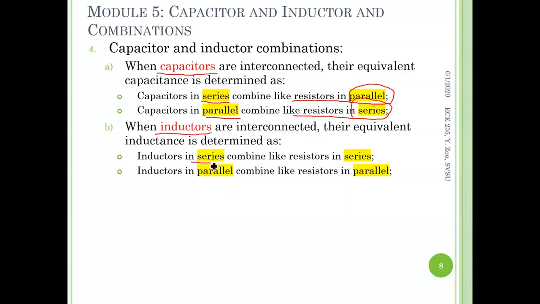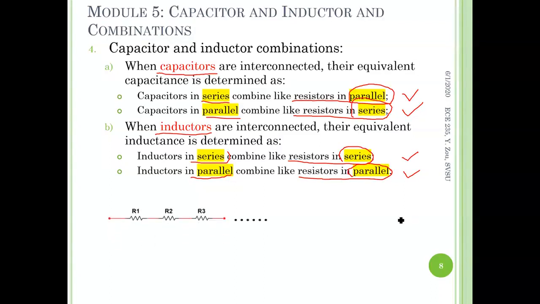When inductors are series connected, the combination rule is the same as the rule for resistors connected in series. And when inductors are parallel connected, the combination rule follows the same rule as resistors connected in parallel. So we have up to 4 different rules, so be very careful. And obviously here we want to review a little bit the resistor combinations.